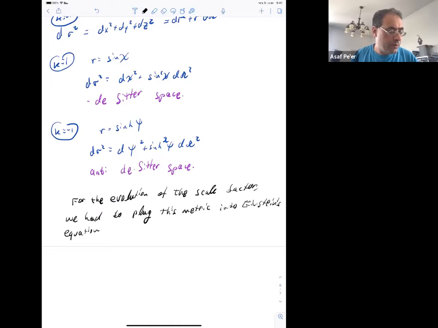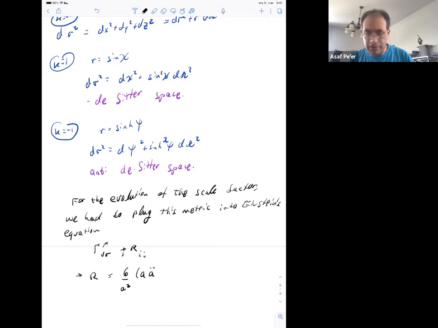So we had to calculate the Christoffel symbols, and then the Riemann, and then the Ricci tensor, and ended up with R_ij, and the Ricci scalar, which ended up as equal to 6 over a squared, times a double dot plus a dot squared plus k, where a dot is just da over dt, and a double dot is just the second derivative d squared a over dt squared.